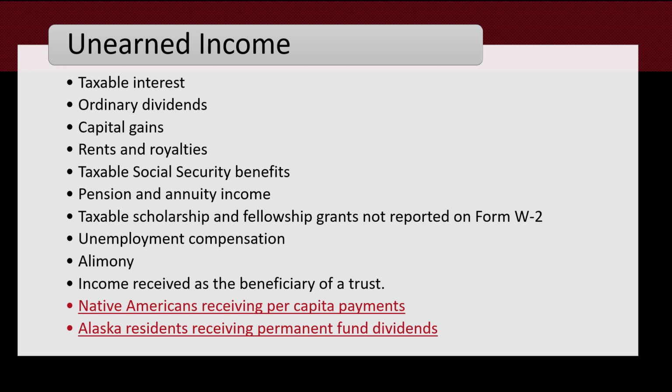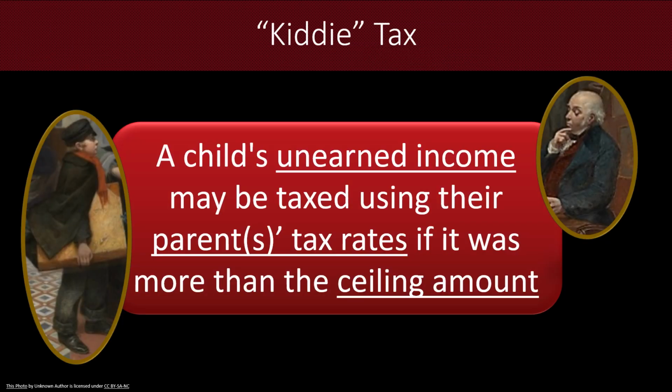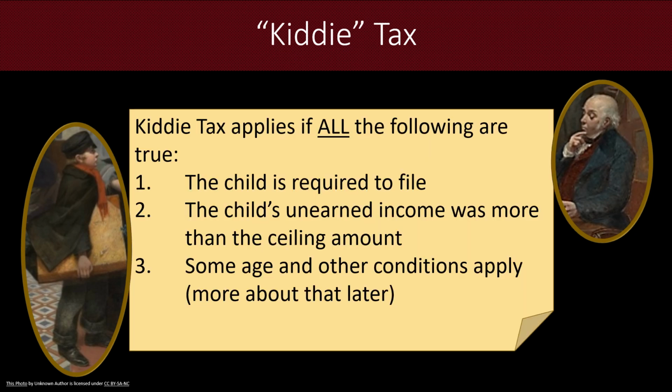other income. So the connection that we're making between dependents and unearned income has to do with what's called a Kiddie Tax, which is an informal name. This is just a child's unearned income that may be taxed using their parents' tax rates if it was more than a certain ceiling amount, which we'll talk about. In order to determine if we are doing a return where the Kiddie Tax will apply, all of the following would need to be true.